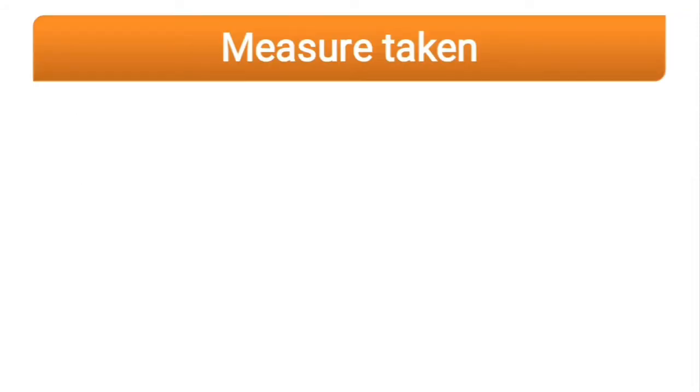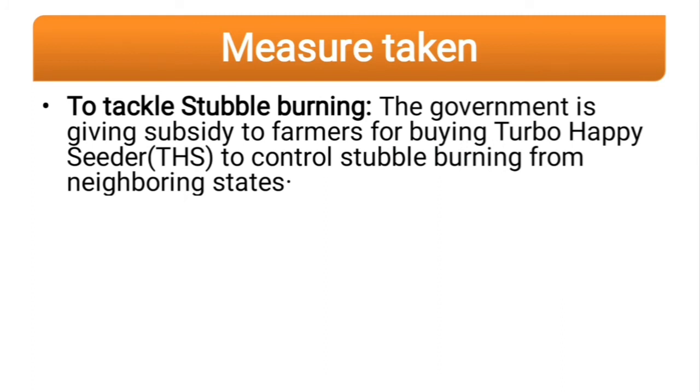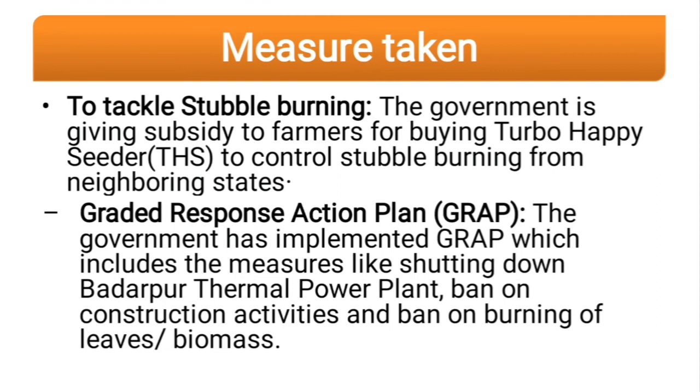Then the main thing, which is the measures taken. What are the things that can be done to control air pollution? To tackle stubble burning, the government is giving subsidy to farmers for buying the Turbo Happy Seeder, that is THS, to control stubble burning from neighboring states. So this measure is taken by the government.